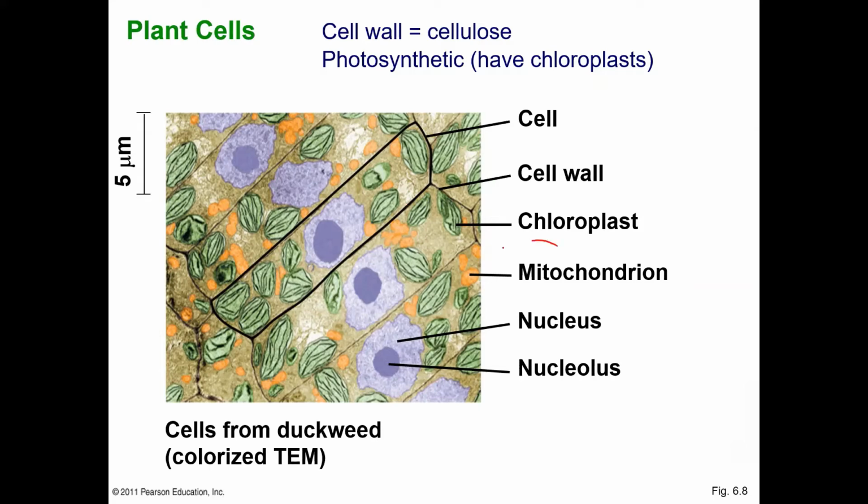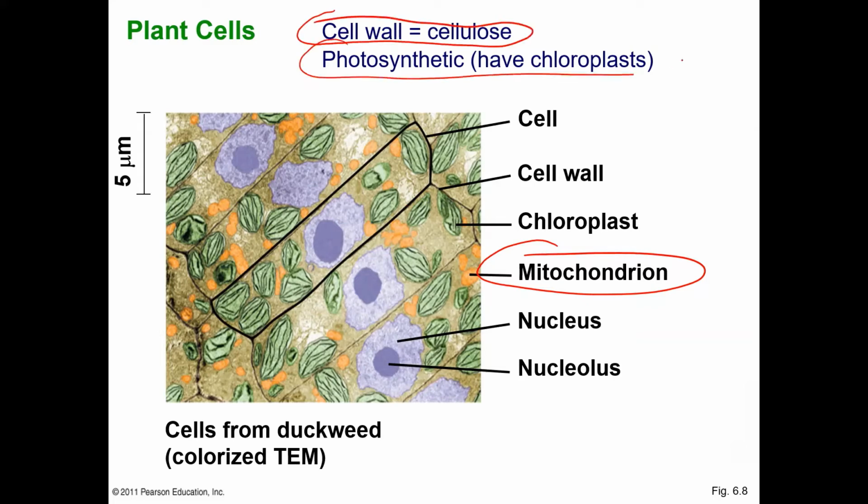Don't forget that plants can also have mitochondria. It's not just animals that have mitochondria. Everybody needs to make energy. So more on mitochondria and chloroplasts later. So there's just the note about the things I talked about already: the cell wall is made of cellulose, and they're photosynthetic.